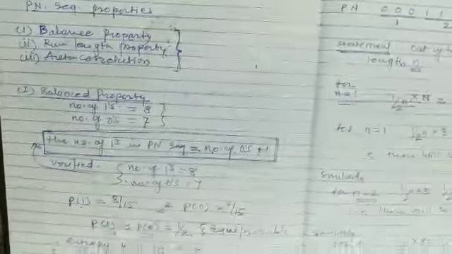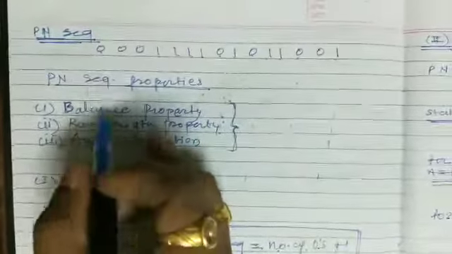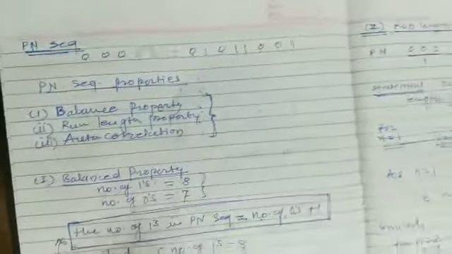Now if you look at these two properties, that is the balance property and the run length property, or run property, then we say that the distribution of the number of ones and the number of zeros is a justified, or balanced, one. If we see the first property, out of a total of 15 elements, we have 8 ones and 7 zeros. It means that somehow ones and zeros are balanced.